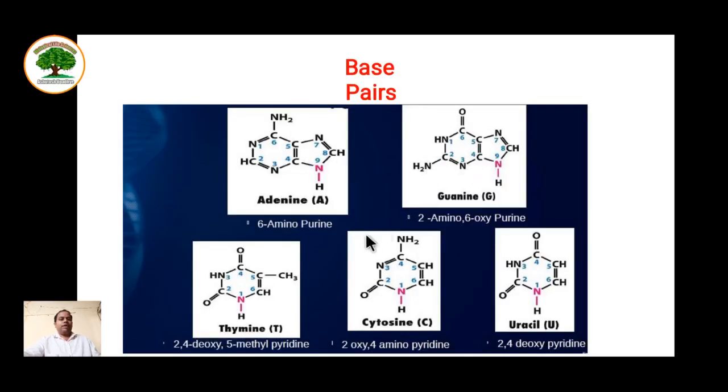These are the 5 different bases present in the nucleic acid, where adenine, guanine, thymine and cytosine are present in DNA, and in RNA there is uracil in place of thymine. You can see here 6-aminopurine is adenine, 2-amino-6-oxypurine is guanine. These are the structures of the three pyrimidines here: thymine, cytosine and uracil.